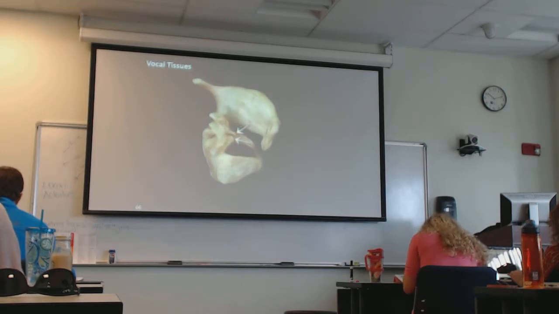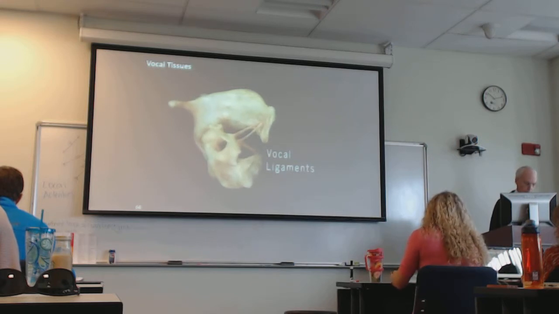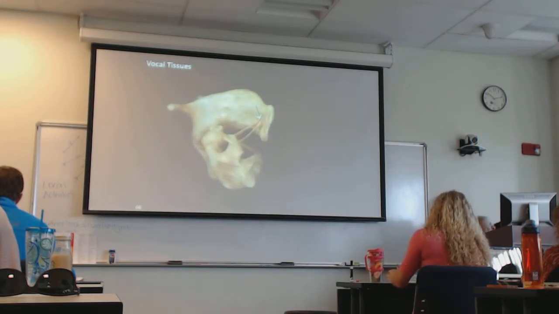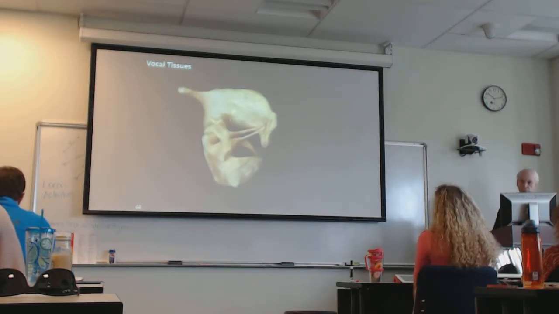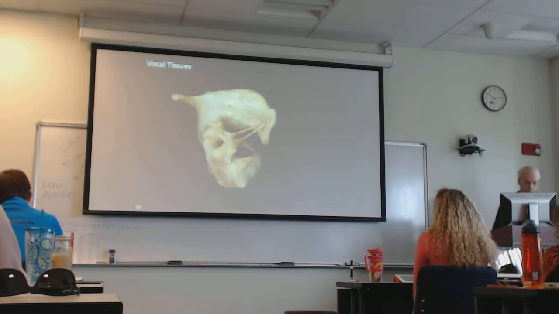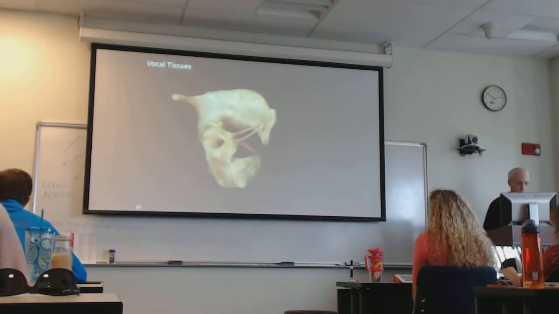Here are the vocal processes of the arytenoid cartilages. We'll add the vocal ligaments to the picture. Here they are. The vocal ligaments run from the thyroid cartilage in the midline to the tips of the vocal processes of the arytenoid cartilages. They're fixed in front and highly mobile behind. Their tension is affected by the tilt of the cricoid cartilage. The gap between the vocal ligaments is affected by a rotation of the arytenoid cartilage.